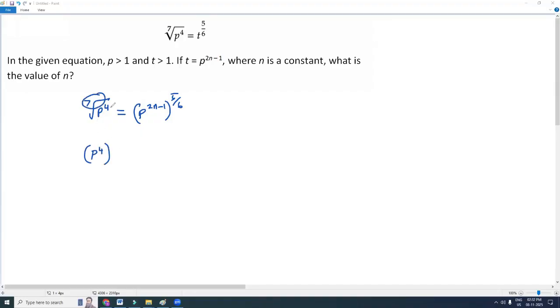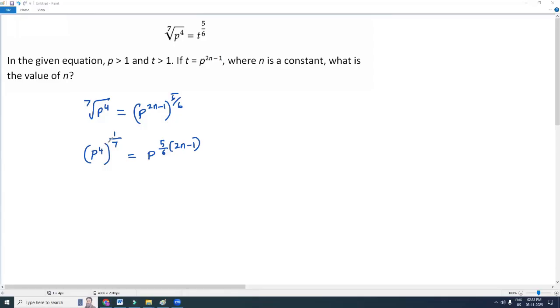Now I am going to write this radical as an exponent. Then the exponent will be a fraction with numerator 1, and the denominator is the index of the radical, that is 7. Okay, here a power is raised to another power. Whenever a power is raised to another power, we can multiply the two exponents. Then we get 5 over 6 times 2n minus 1.